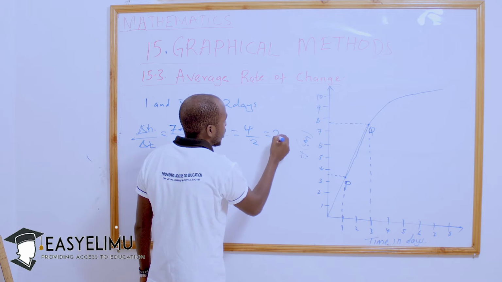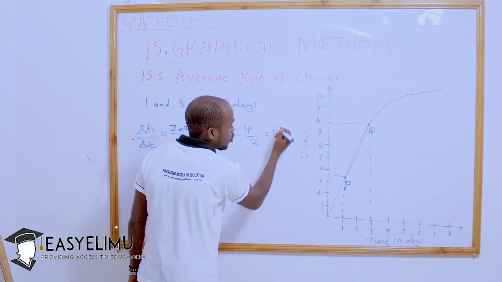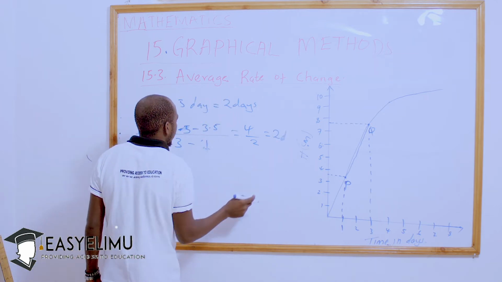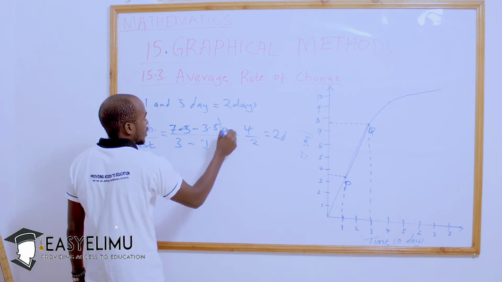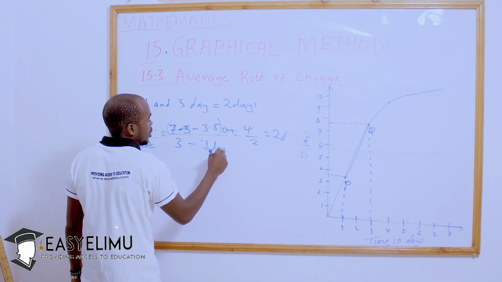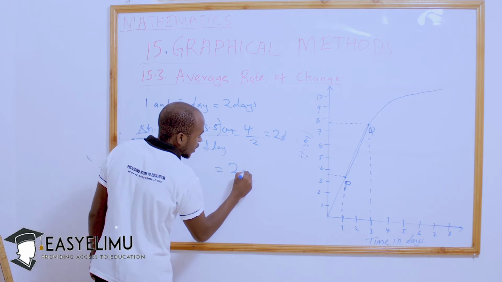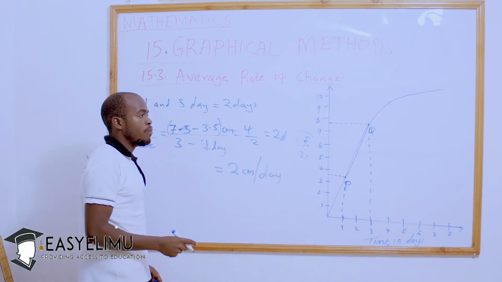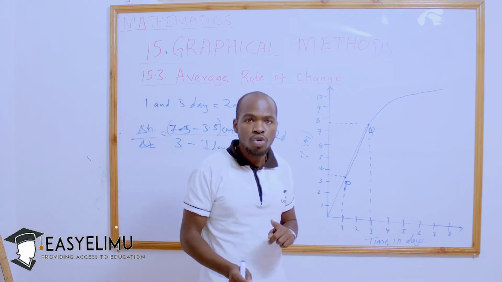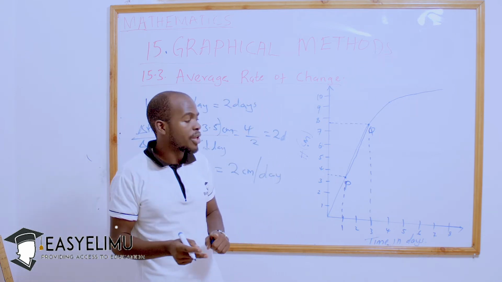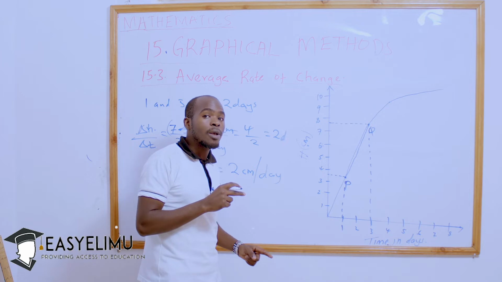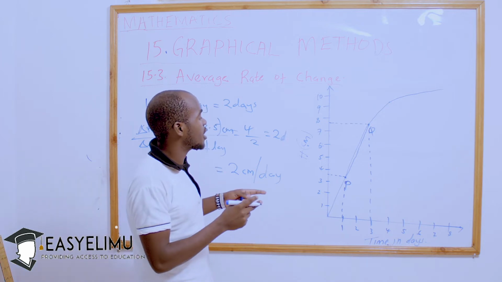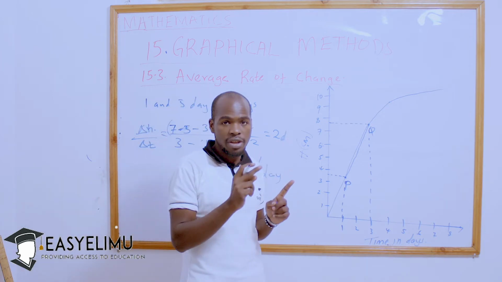It's 2 centimeters because we started with this in centimeters, and this is in days. So it will be equal to 2 centimeters per day. So we shall find that between point P and Q, the seedling grew 2 centimeters per day. That was the average rate of change between point P and Q.